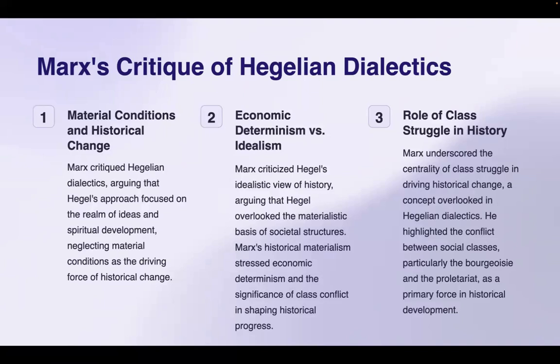Okay, and the theory of Marx is also called economic determinism, and Hegel, on the other hand, is propounding idealism. Marx underscored the certainty of class struggle in driving historical changes, a concept overlooked completely by Hegelian dialectics. He highlighted the conflict between different social classes, particularly the bourgeoisie and the proletariat. He was saying that the classes are getting polarized, and there will be polarized class conflict. There will be haves and have-nots, and there will be a complete divergence of interest between both of them.